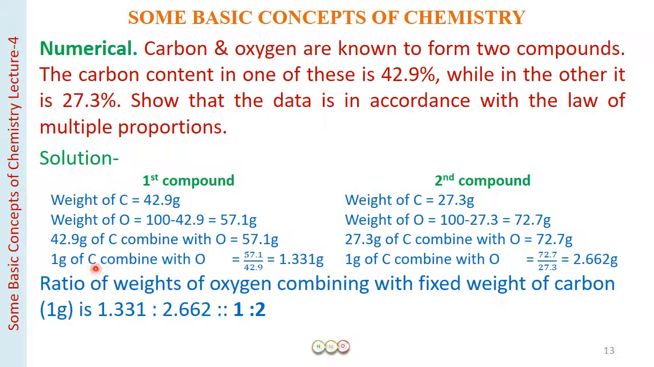So, fix the weight of carbon to be 1 gram. Right? Then we have carbon in the second compound to be 27.3 gram. The weight of oxygen would be 72.7 gram. So if 27.3 gram of carbon is combining with oxygen 72.7 gram, 1 gram of carbon will combine with how much oxygen? 2.662 gram. Now see the ratio of 1.331 to 2.662. This comes up to 1:2, a simple whole number ratio. Hence the data is in accordance with the law of multiple proportions.